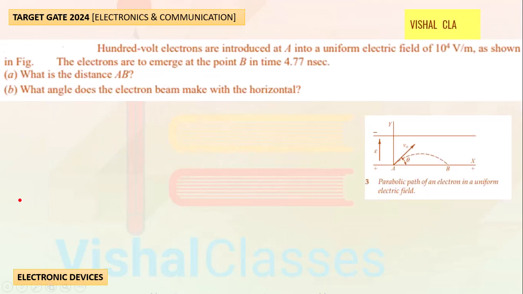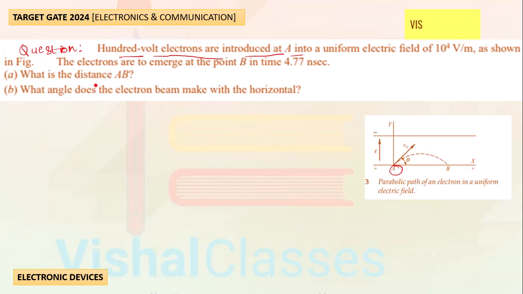Let us see this question. What is given? 100 volt electrons are introduced at A into a uniform electric field of 10 raised to power 4 volt per meter, as shown in the figure. I have considered two points in the previous slide, A to B. The electrons take a time of 4.77 nanosecond traveling from point A to point B.